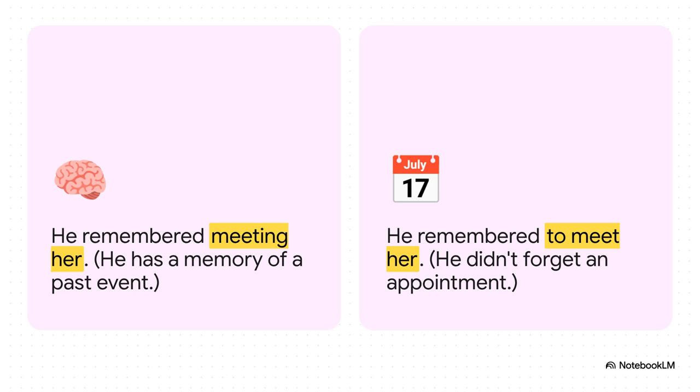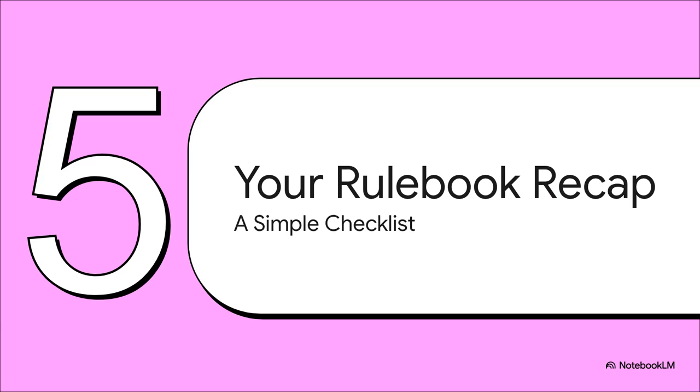Let's really zoom in on that last category for a second, because it is so important. If you say "he remembered meeting her," you're saying he has a memory of a past event. He can picture it in his head. But if you say "he remembered to meet her," you mean he didn't forget an appointment he had. The gerund looks back into the past at a memory. The infinitive looks forward to a task. That's a huge difference. Phew, okay. I know that was a lot of information, but we have covered all the essentials.